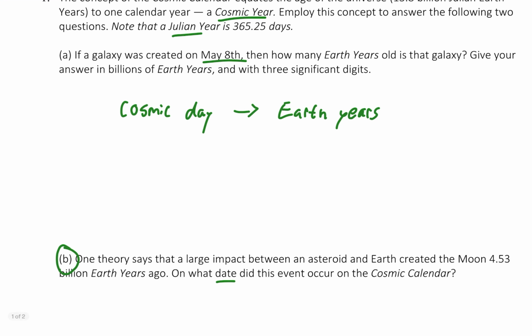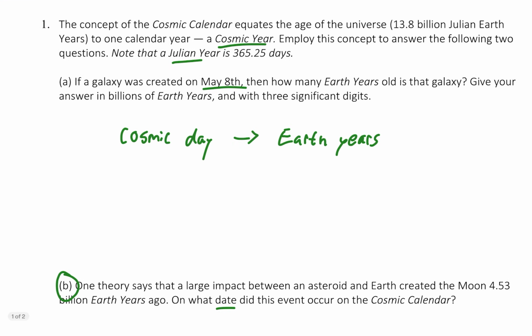So the key idea here is that a cosmic year is 13.8 billion Julian Earth years. All right, and a Julian Earth year is just the standard that's used in astronomy for these particular types of constants, and it's the one that's used for leap years, how we have the extra day every 4 years, because sure enough, there's a quarter of a day every year, so it adds up. All right, so let's go ahead and think about that.